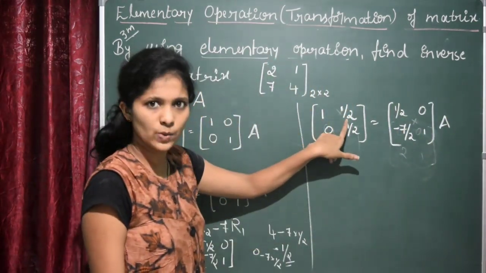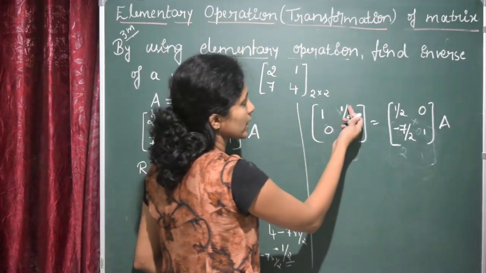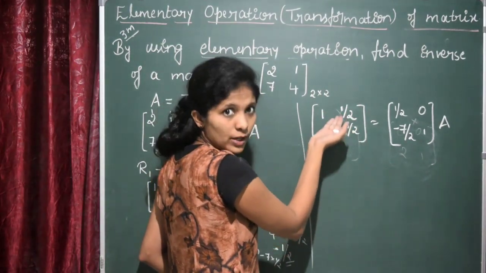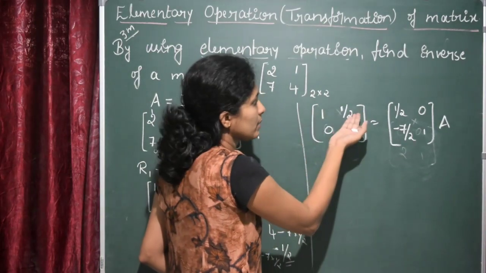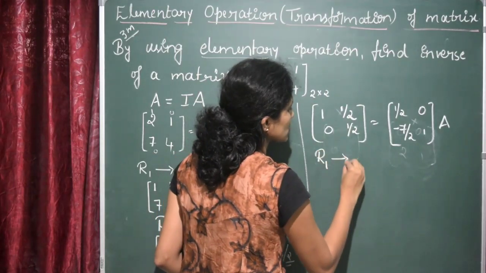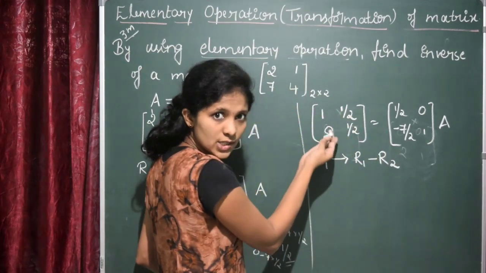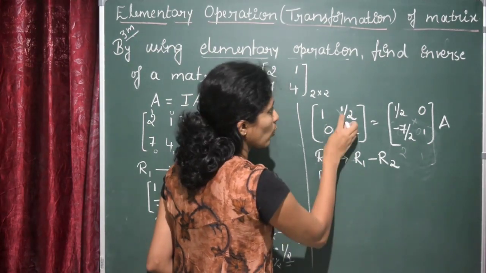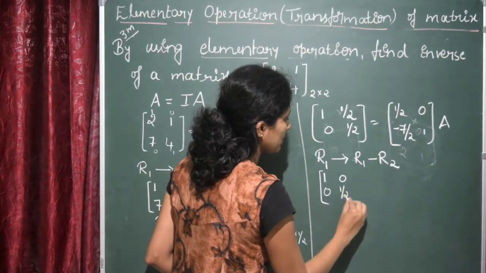Now we have to make this one as 0 and this one as 1, right? So what we can do, this should be equal to 0. If I subtract R1 minus R2, 1 minus 0 will be equal to 1, and 1 by 2 minus 1 by 2 will be equal to 0. So what I do is R1 changes to R1 minus R2. Is it clear? R1 changes to R1 minus R2. So R1 changes now. 1 minus 0 is 1, 1 by 2 minus 1 by 2 will be equal to 0. So this is 0 and this is 1 by 2.